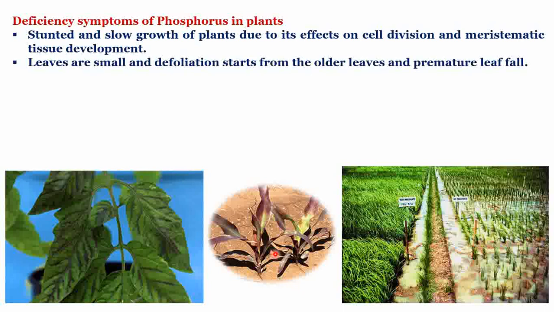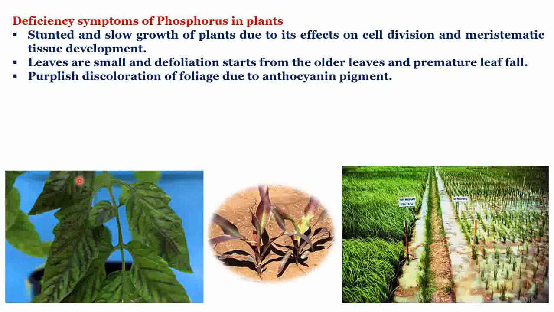Leaves are small and defoliation starts from the older leaves and they prematurely fall. Purplish discoloration of foliage due to the anthocyanin pigment. Observe here the deficiency of phosphorus. One of the symptoms in plant is the purplish discoloration because of the accumulation of anthocyanin pigment.